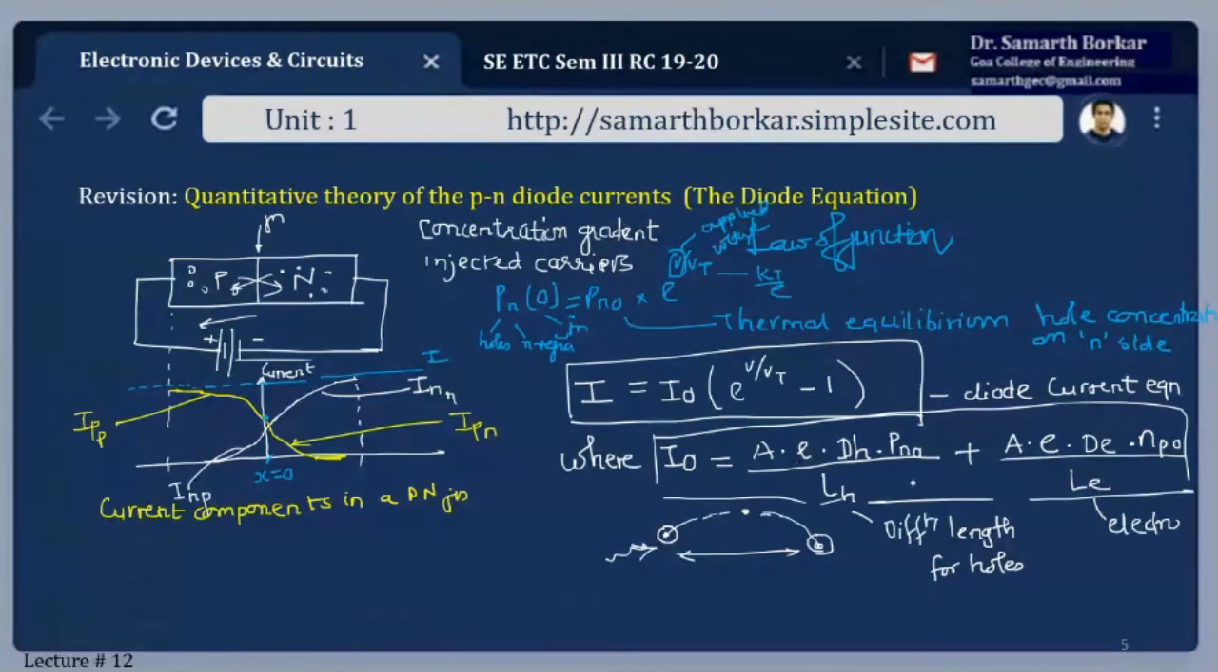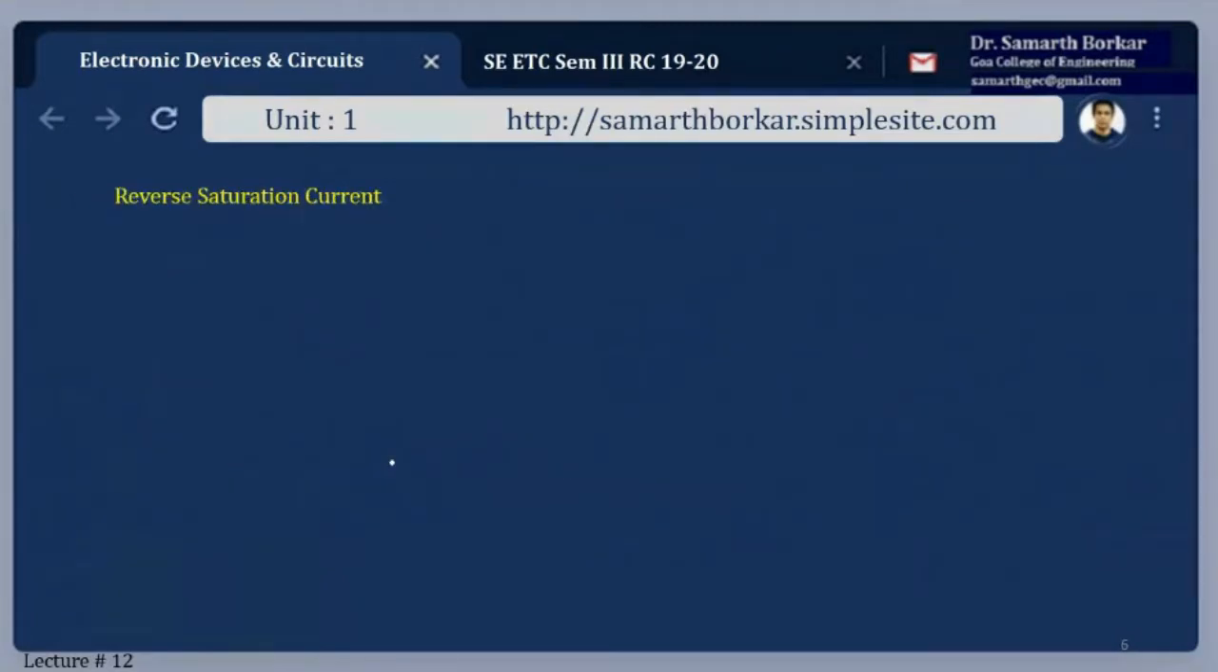Fine. And normally in problem solving, right from the basics, you might have studied the diode equation. We just memorize this equation. But how we arrive at this equation is from this figure, what we covered yesterday in the class. Now this is all about the forward current. Now let us understand the reverse saturation current.